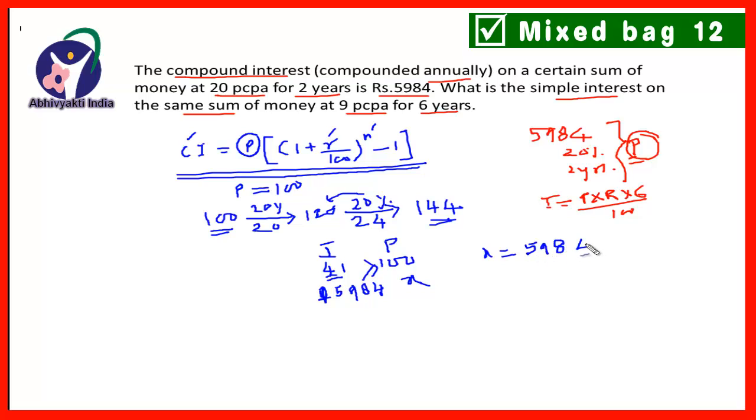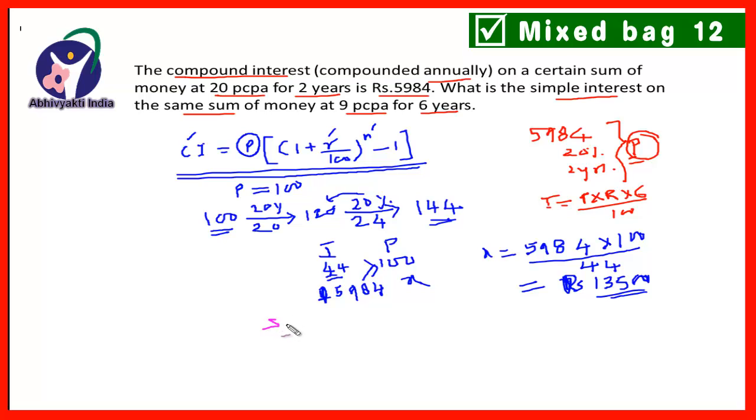5,984 multiplied by 100 divided by 44. So after solving this, we get 13,500. So rupees 13,500 is the principal. Now you have got the principal, and you can find the simple interest on this principal amount.